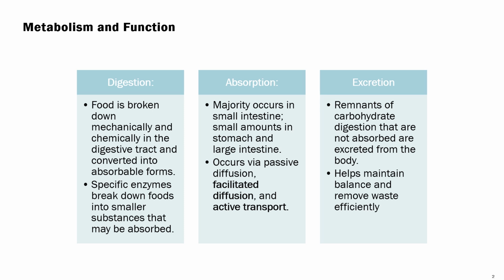And then active transport. This is a process that requires energy to move molecules against a concentration gradient from lower to higher concentration, often involving specific transport proteins. And finally, let's touch on excretion. The remnants of carbohydrate digestion that are not absorbed, along with other waste products, are excreted from the body. This process helps maintain balance and remove waste efficiently.